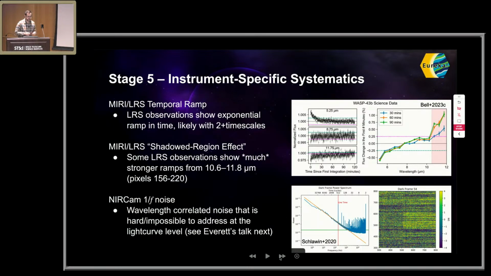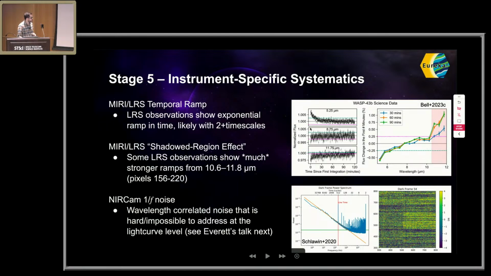Looking at some instrument-specific systematics, you'll see my bias here as someone who's primarily worked on MIRI and NIRCam. With MIRI LRS observations, we have these strong temporal ramps in the integration light curves, where at short wavelengths, you'll see that over approximately half an hour, the light curve will substantially decay. At intermediate wavelengths, however, it is much flatter as a function of time. And to model this, we allow you to fit them with decaying or upward ramping exponentials.